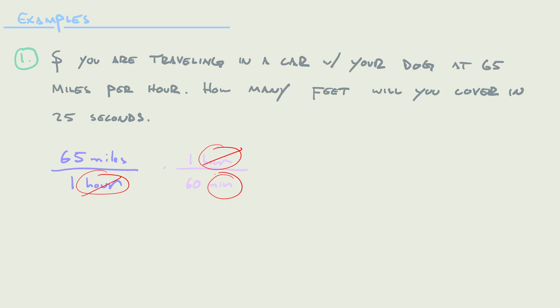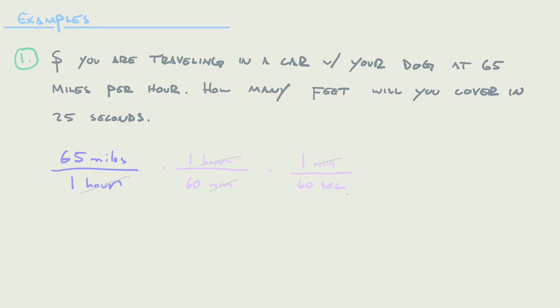I want seconds, so I've got to do another one, right? There's 1 minute that comprises 60 seconds, or 60 seconds comprise a minute. Notice again, minute in the numerator because I'm trying to cancel the unit in the denominator. Second is now my desired denominator because I want feet per second. So second needs to be in my denominator. Okay, so that takes care of the time unit.